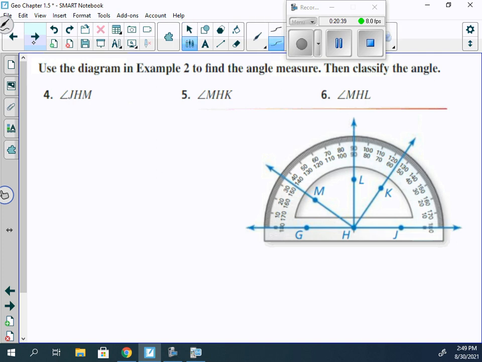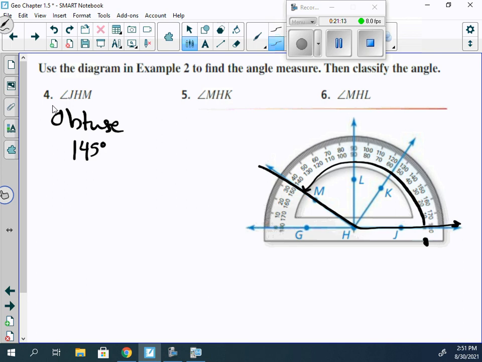Okay, we want to do these by ourselves so we can get the right answers. So number 4, I'm going to look at number 4. JHM would be 35, it would be obtuse. Now, since we started over here at 0, yes? 10, 20, 30, 40, 50, 60, 70, 80, 90, 145. Guys, it started at JH, so start over here. Would number 5 be 85?